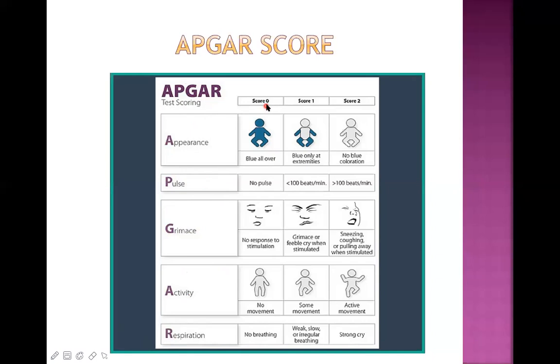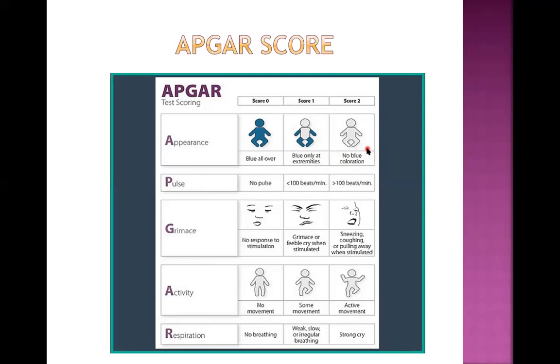Now there are three scores: score 0, score 1, and score 2. So how do we give 0, 1, and 2? Let's talk about it. Regarding the appearance, if the baby is blue all over, means the baby is cyanosed everywhere, central cyanosis as well as peripheral cyanosis both, this is score 0. If the baby is blue only at extremities or periphery, but the central part of the body is pink, this is score 1. Score 2 means the baby is pink everywhere. There is no blue discoloration at all. So pink baby, score 2.